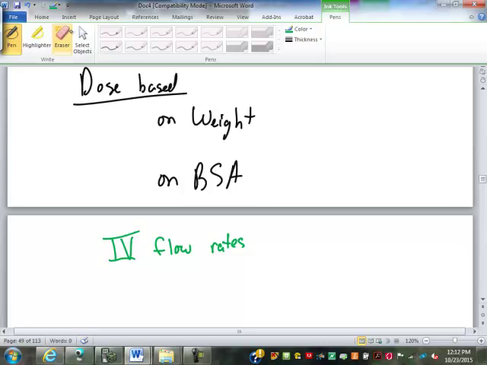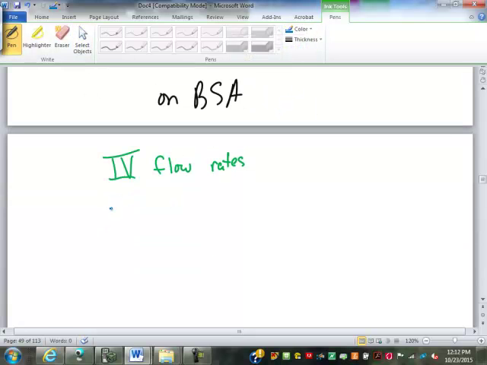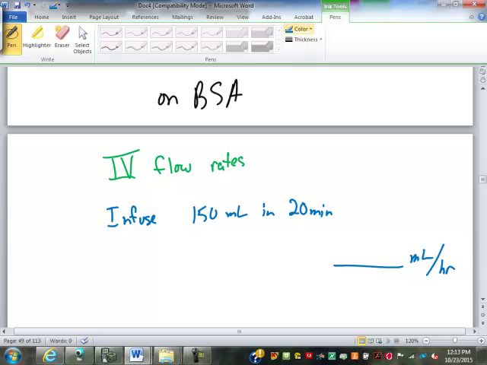Our IV flow rates, finding it in milliliters per minute, milliliters per hour, drops per minute. If I tell you that we are going to infuse 150 milliliters in 20 minutes, how many milliliters per hour is that?